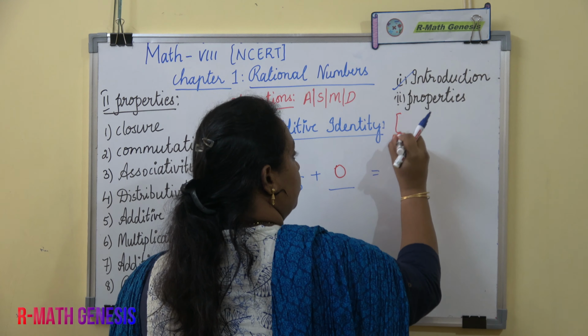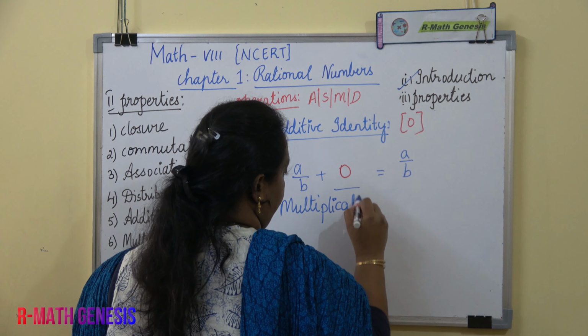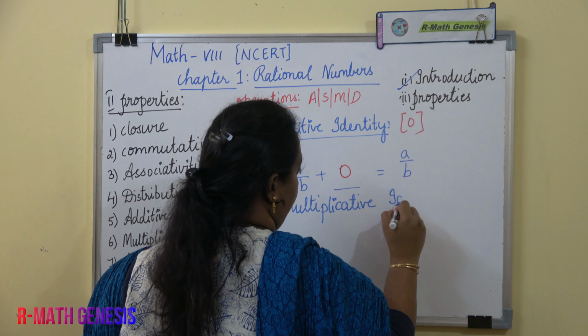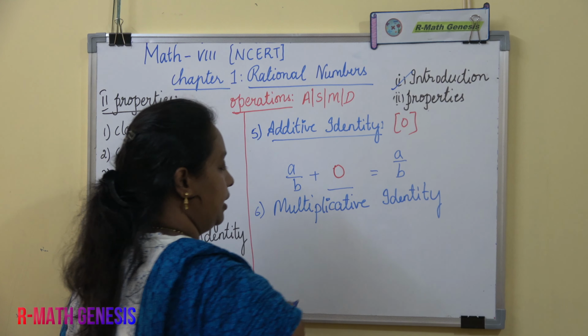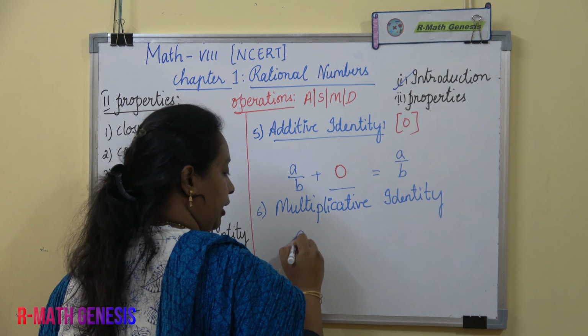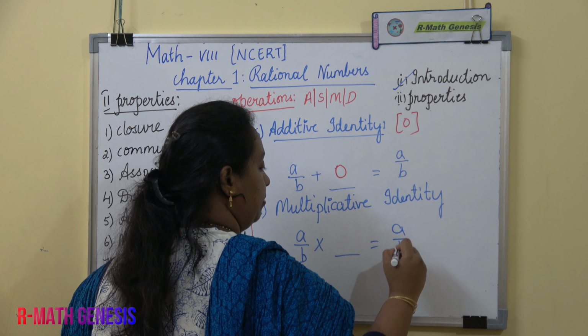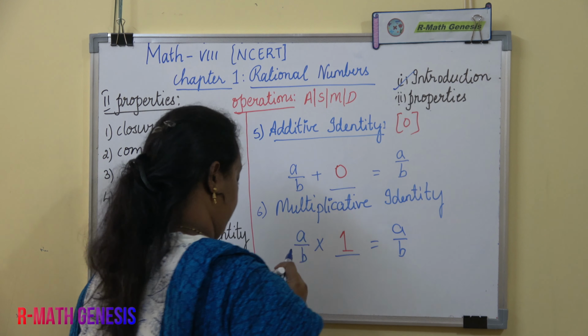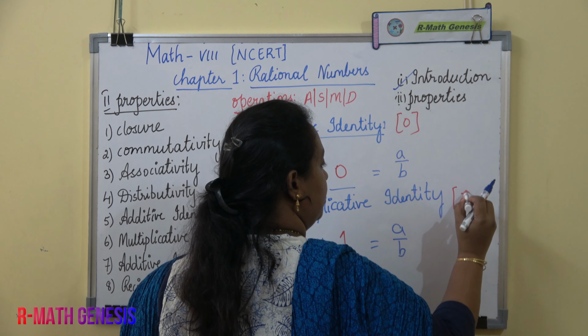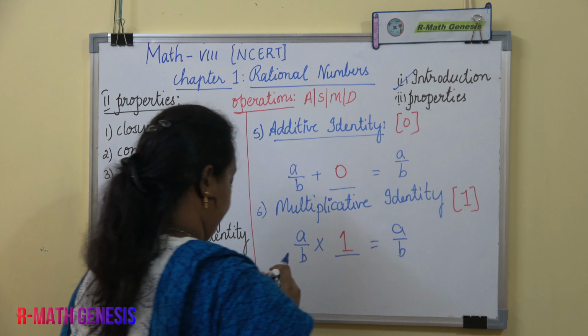Next one, multiplicative identity. What does the multiplicative identity say? Take any rational number. If you multiply it with some number, you should get the same number. So what will we multiply with? Yes, number 1. So here the multiplicative identity is number 1.